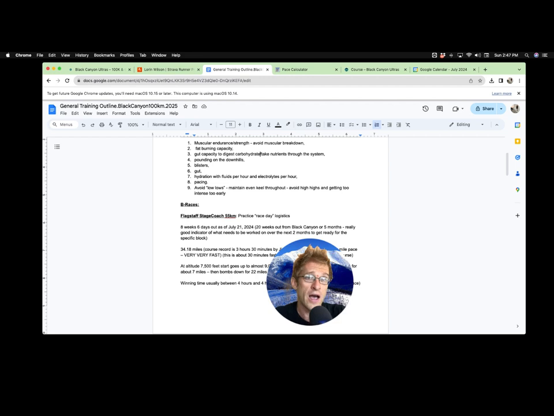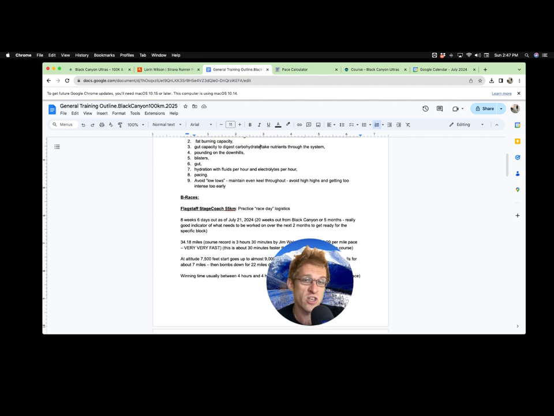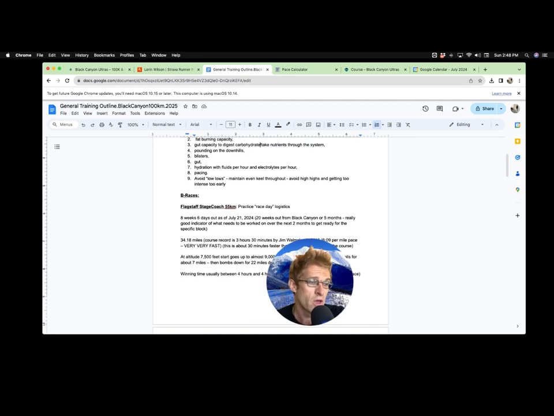My B race, I signed up for the Flagstaff to Stagecoach 55 kilometer, and the goal for that is to practice race day logistics. As of today, I am 8 weeks, 6 days out, so let's just say 9 weeks out, and this is going to be a really good opportunity, a really good indicator of what I need to work on over the next 2 months to get ready for the specific block. So I'm 8 weeks out, and then it'll be another 8 weeks or so until I'm 12 weeks out from my A race, which is when you enter the specific block where you're training your body as much as possible for the specific demands of the sport.